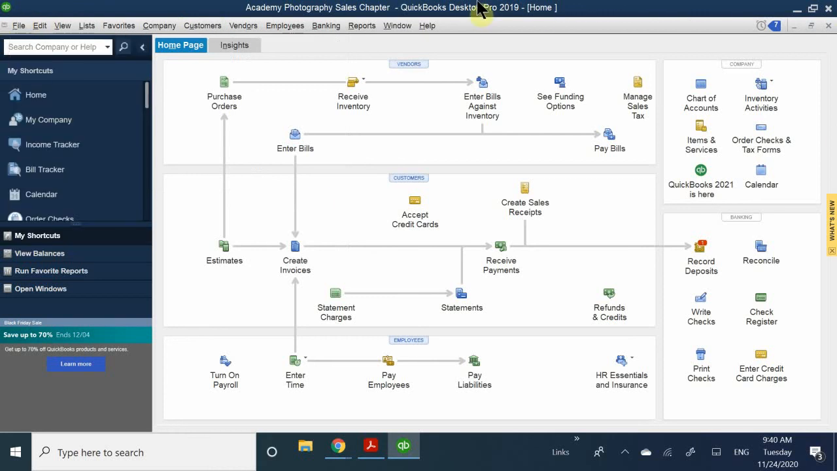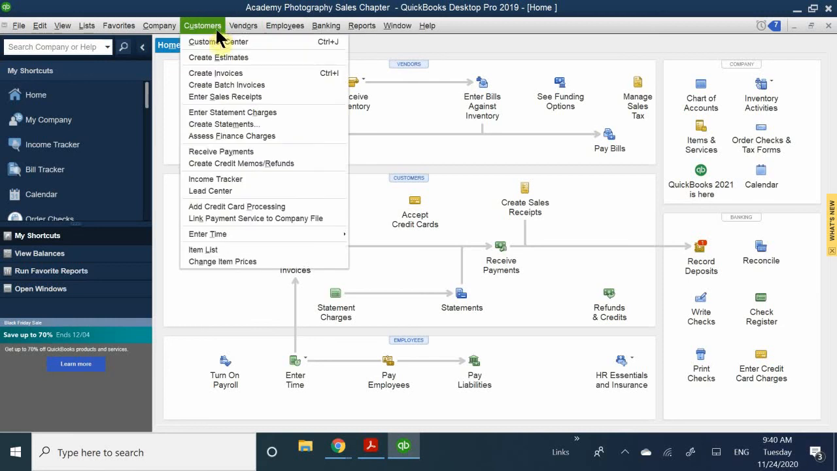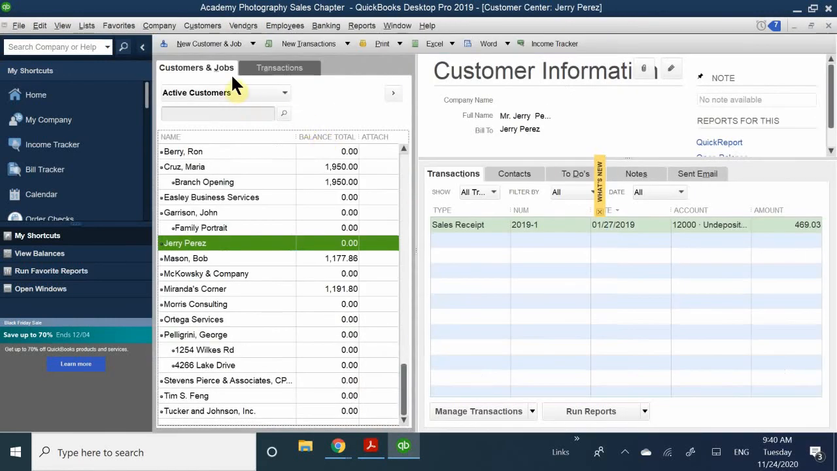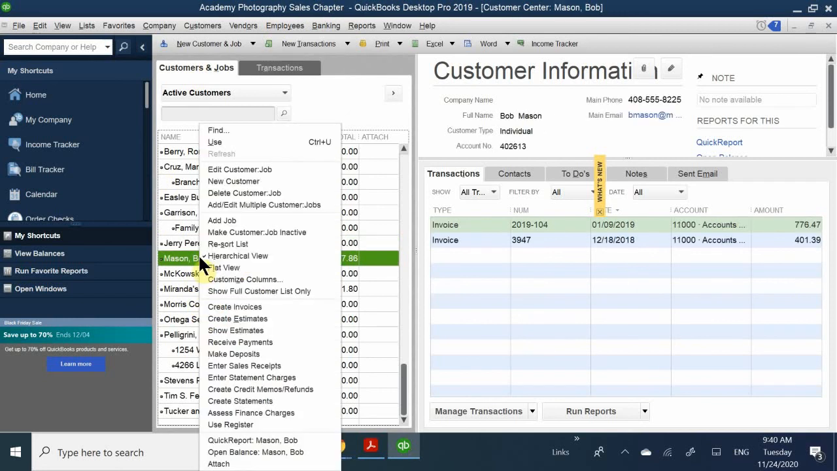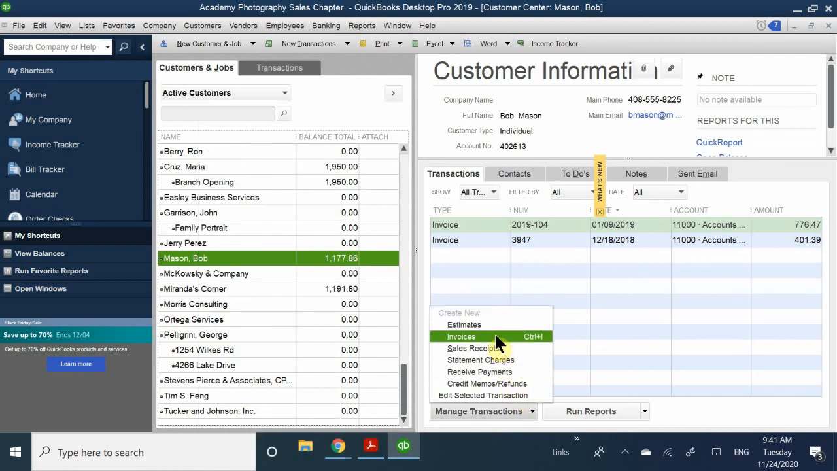Same thing on the income trackers we saw earlier. Okay. And if we go to the customer center, of course, you can go to new transaction, invoices. Okay. Same thing. I think the person I am doing is going to be Bob Mason. I can right click him and be able to create an invoice for Mr. Bob Mason. So I've created estimates, pay, deposits, statements, create invoices right here, right?